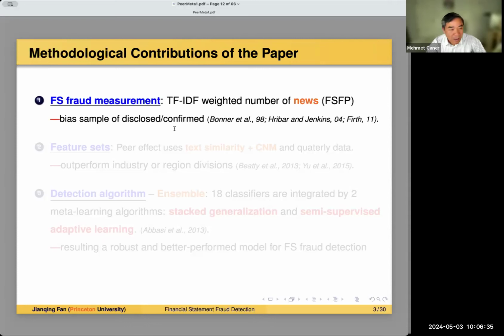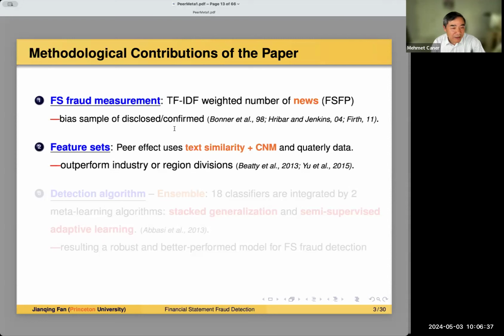And then in terms of feature set, we use peer effect, which is based on business similarity measured from text, plus a learning algorithm to classify the peers. And this outperforms the usual methods, like classifying peers based on industry or region. In addition, we also introduce quarterly data that helps us improve the detection.